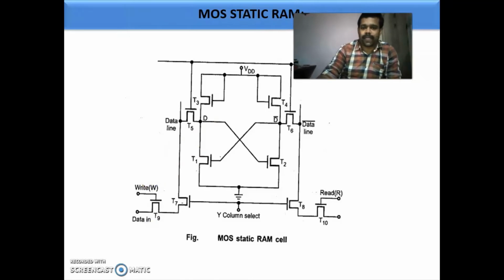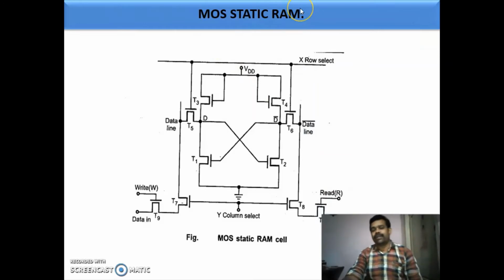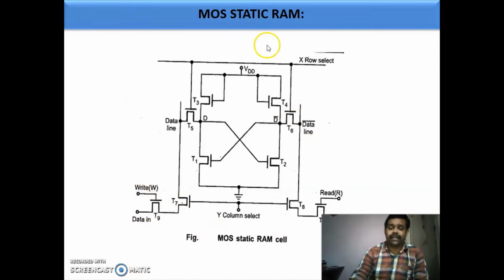So next one is MOS static RAM. We have seen the RAM using bipolar transistors. Now we are going for MOS, metal oxide semiconductor static RAM. Here you are having totally 10 MOSFETs. T1 and T2 are cross-coupled MOSFETs, and T3 and T4 act as resistors.